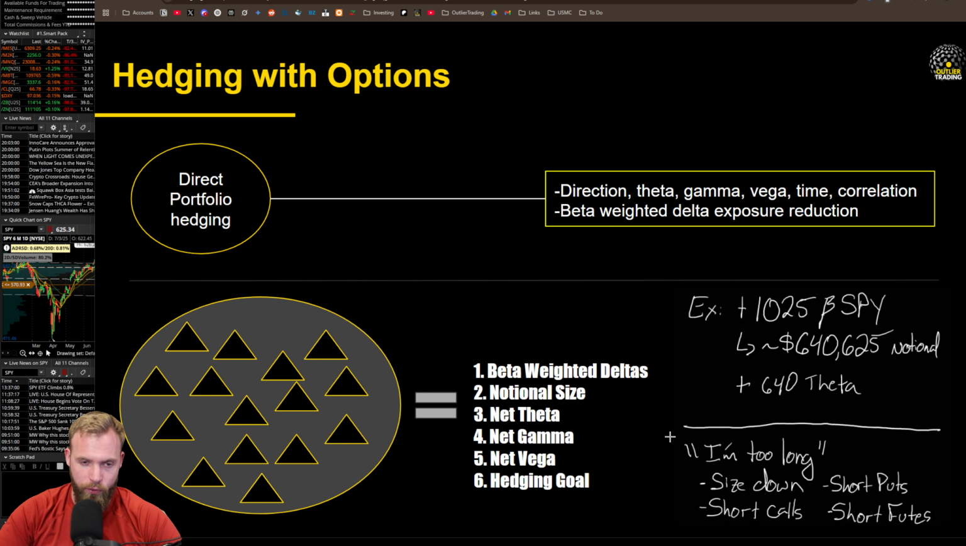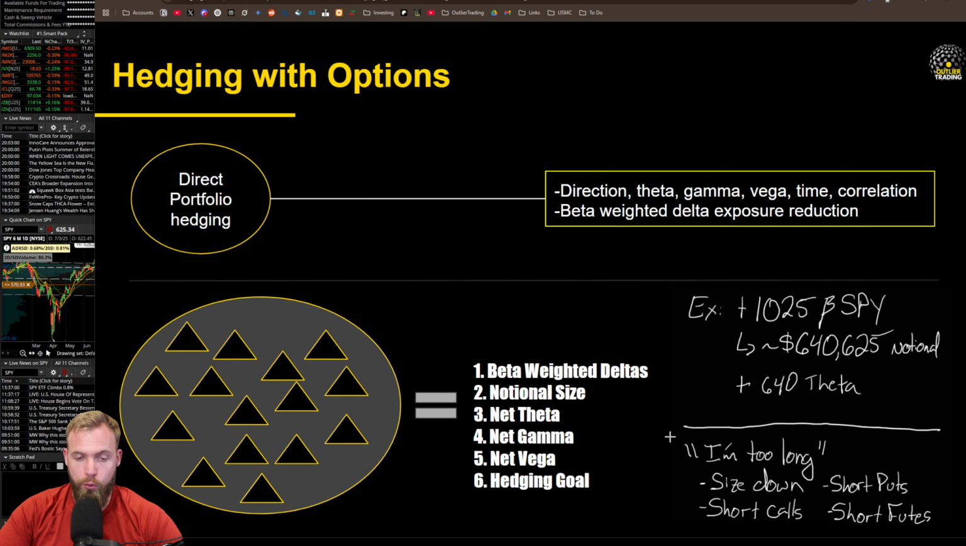So if we take, for example, this portfolio here, and we're going to say that it has 1,025 beta weighted SPY deltas. This means that the notional value of the portfolio is $640,000. This does not mean you have $640,000 at risk. It means that your portfolio, as SPY moves, is going to behave similar to $640,000.